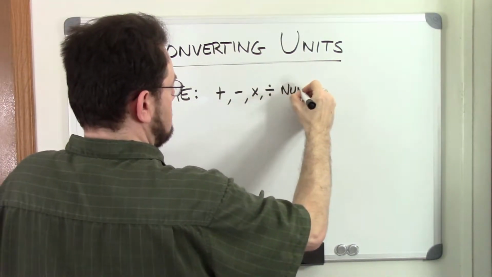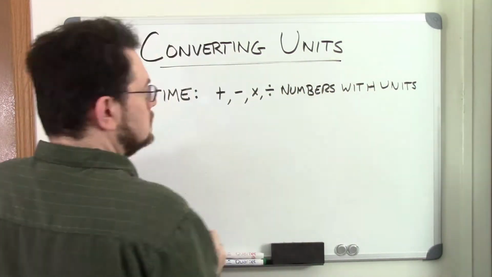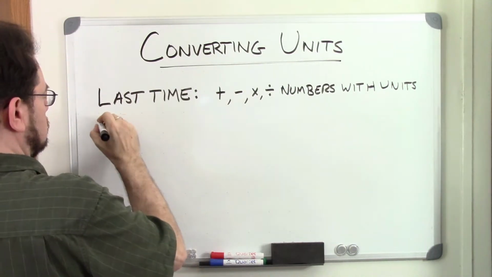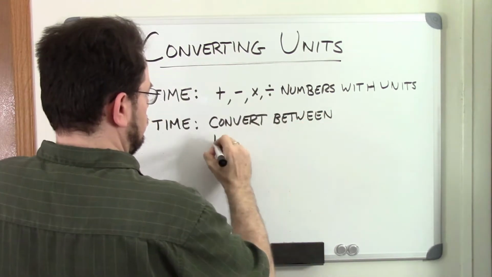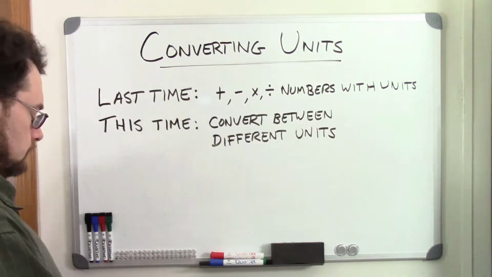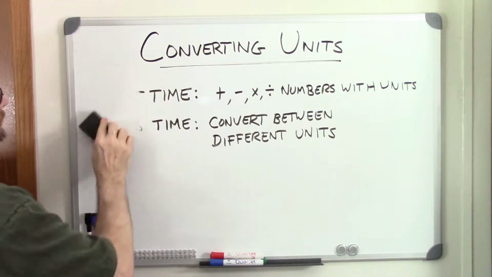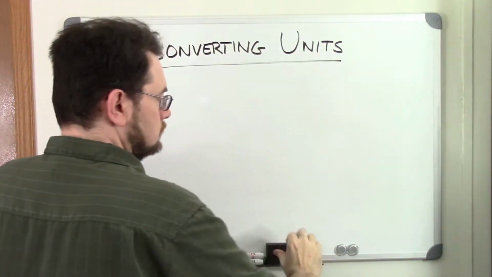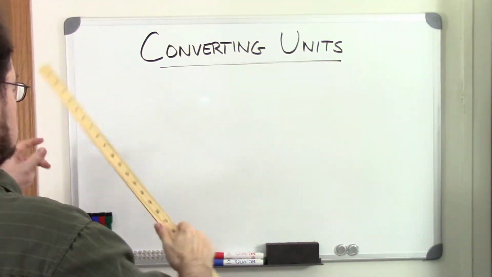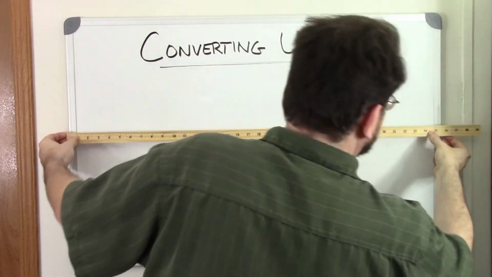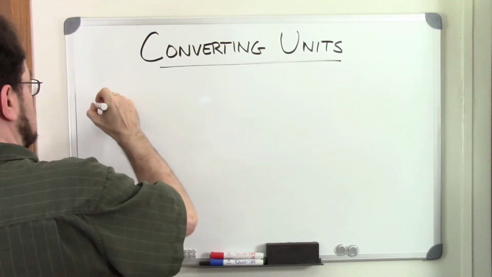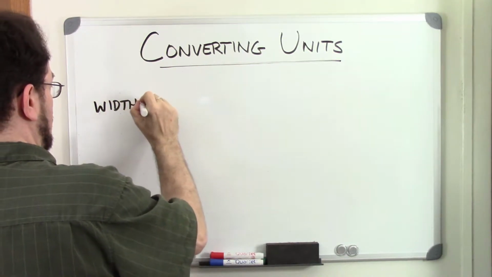In the last video, I showed you how to add, subtract, multiply, and divide numbers with units. Today I'm going to show you how to convert a measurement made in one set of units into a different set of units. Last time, I measured my whiteboard and got a width of 35.9 inches. And then I measured it again with a metric ruler and got a width of 91.2 centimeters. Did I really need to measure it twice?